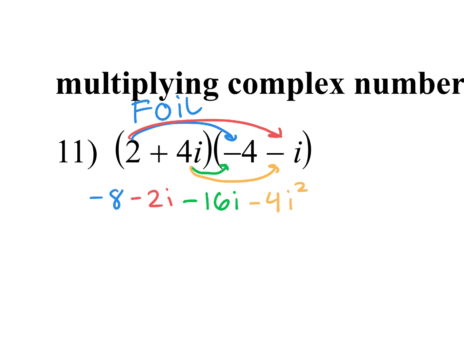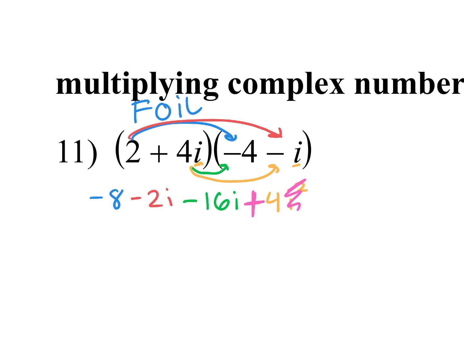Negative 4i squared. So since we have two i's, it's i squared. What do we do with the i squared? We change it into negative 1. So what's negative 4 times negative 1? It becomes a plus 4, because a negative times a negative turns into a positive.